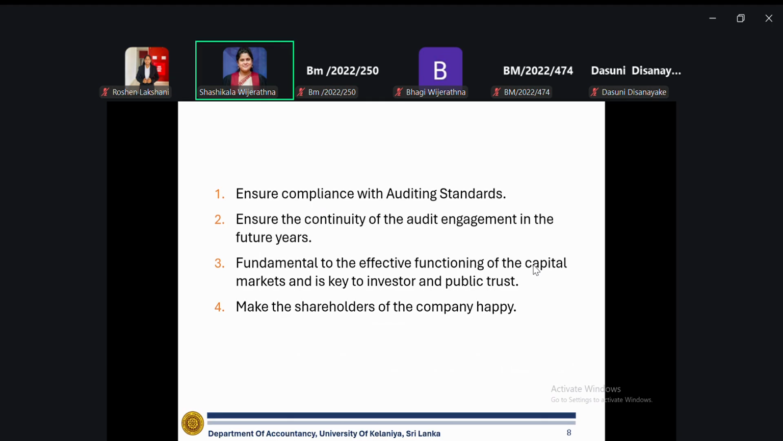Then, fundamental to the effective functioning of the capital markets and key to investor and public trust. Okay, so why is it? I'll mention it again here: fundamental to the effective functioning of the capital markets and key to investor and public trust, which ultimately leads to achieving the social responsibility. Why is it fundamental to the effective functioning of the capital markets?